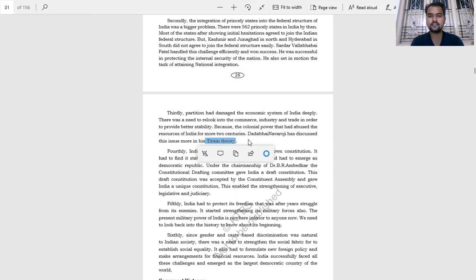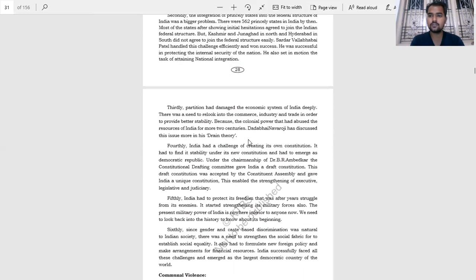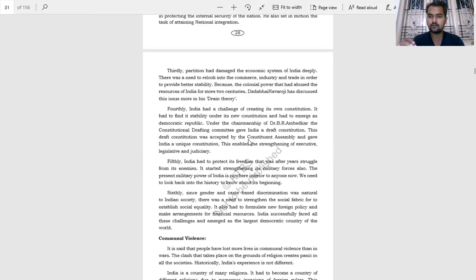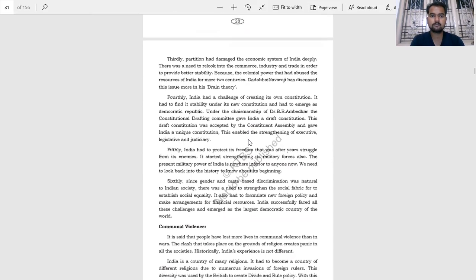Then the drain theory of Dadabhai Naoroji talks about how the wealth of India entered into England, how they managed to take it successfully by fooling our princely states.